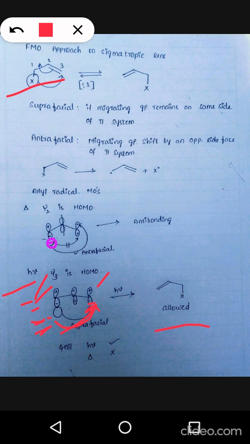So under photochemical conditions this reaction will take place, whereas under thermal conditions this reaction does not take place. So 1,3 sigmatropic reactions are allowed under photochemical conditions, and in the presence of heat these reactions do not take place. So FMO can explain whether sigmatropic reactions are possible or not in the presence of heat and by irradiation of light. Thank you.